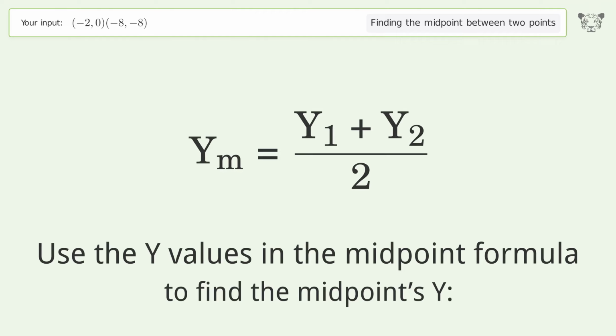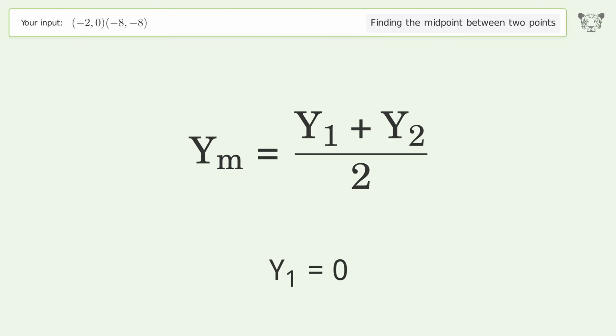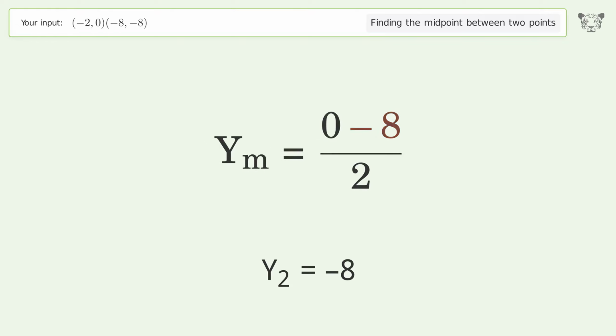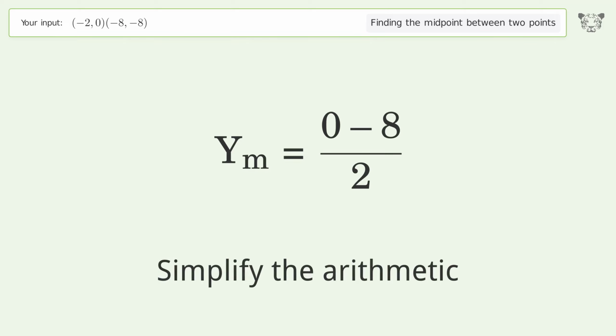Use the y values in the midpoint formula to find the midpoint's y. y1 equals 0. y2 equals -8. Simplify the arithmetic.